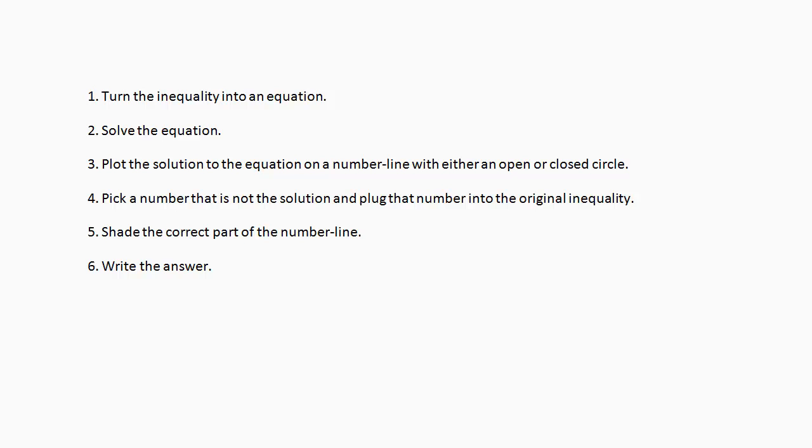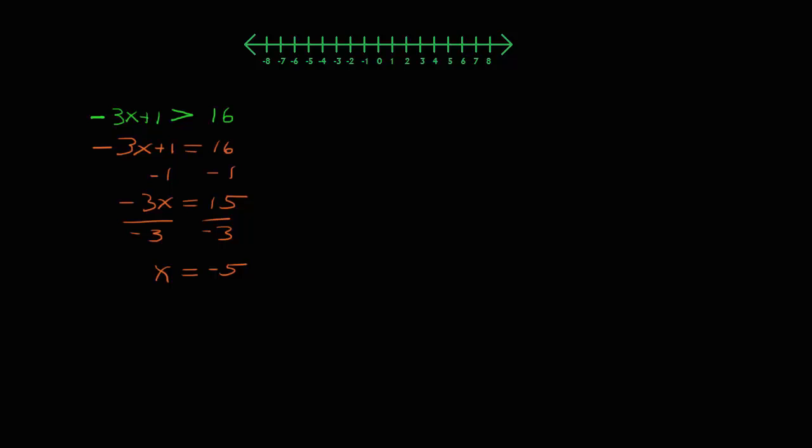Step 3 says we need to plot the solution to the equation on the number line with either an open or a closed circle. Since our original inequality has a strictly greater than or strictly less than sign, that means we're going to plot an open circle at our solution point. So our solution point is negative 5, so we will plot an open circle at negative 5. This indicates that negative 5 is not part of the solution to our inequality.